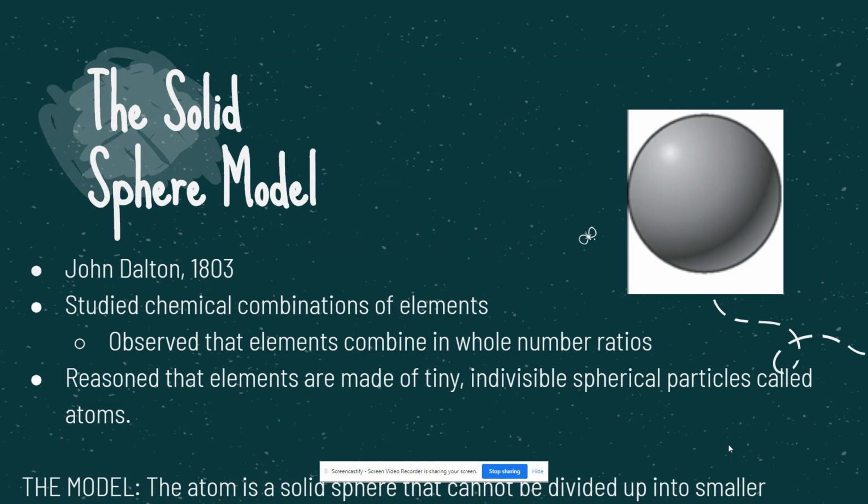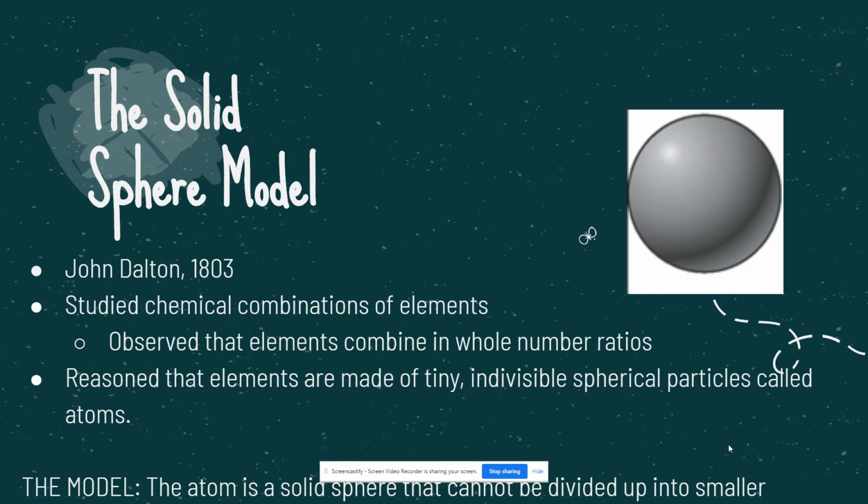All right, first one, solid sphere model. I see part of my slide is cut off here. So the solid sphere model, you'll see the picture right here in the top right. This was done by John Dalton in 1803. He studied the chemical combinations of elements. So he observed that elements combine in whole number ratios. So that means if you think back to when we looked at Na and Cl combining together to give me NaCl, well, I have 1 sodium and 1 chlorine in that chemical combination, so my ratio is 1 to 1. So we can think back to the last section about those.